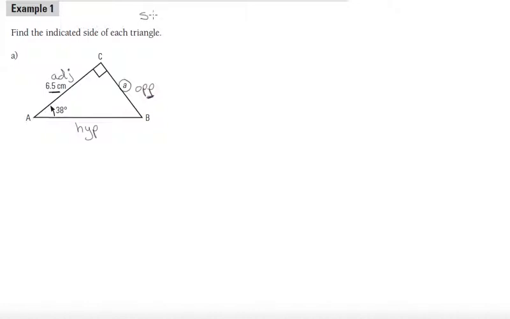So back to our little SOHCAHTOA thing. We have the opposite and adjacent. The hypotenuse doesn't play into this at all. Let's just cross it out. We don't care about it for this question. Opposite and adjacent. I'm looking at TOA, which is tangent. So tangent we write as tan theta is equal to the opposite over the adjacent.